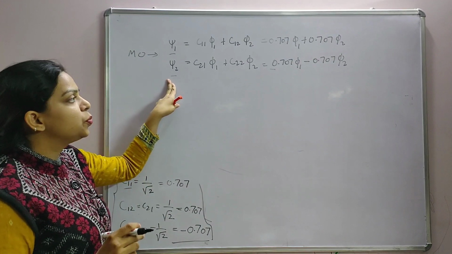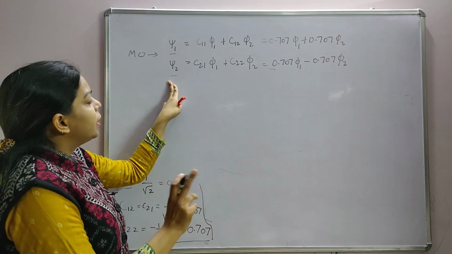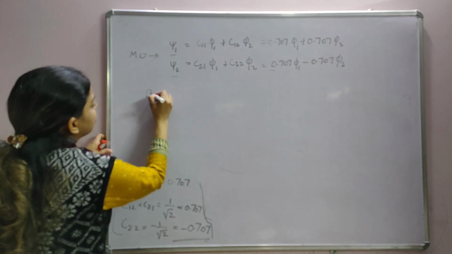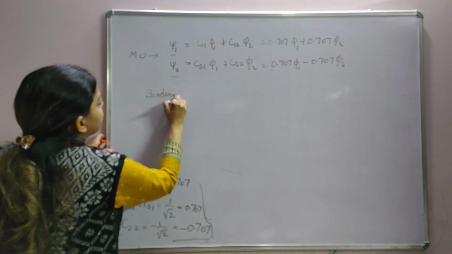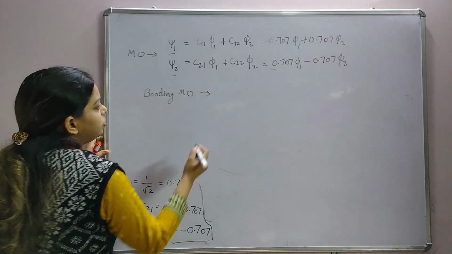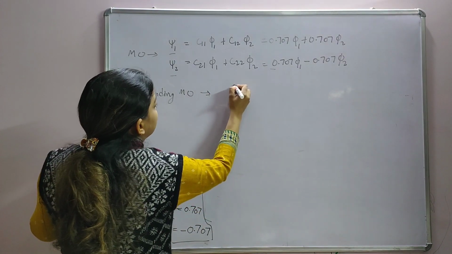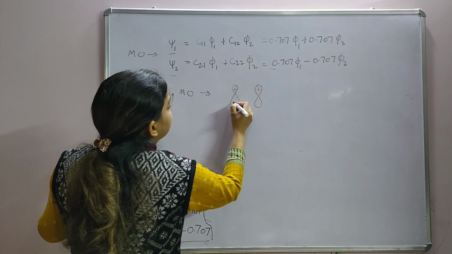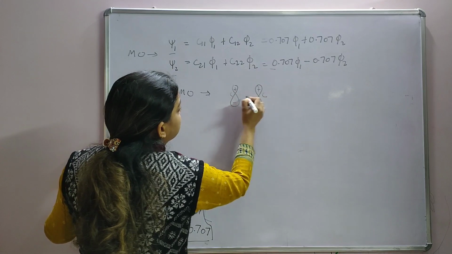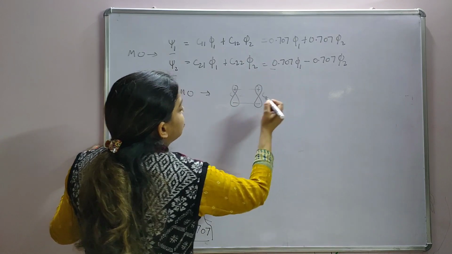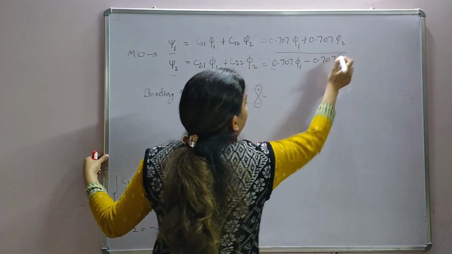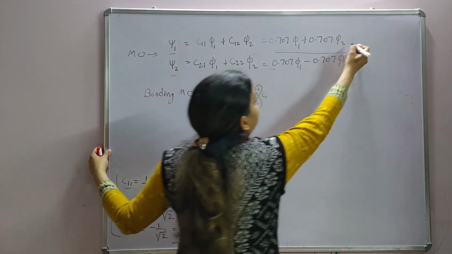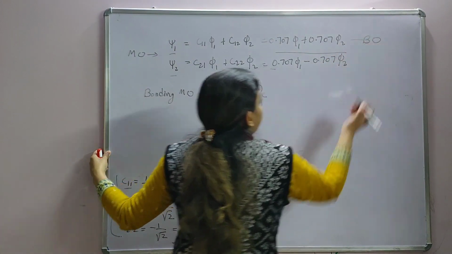Now we have to decide which one is bonding and which one is anti-bonding. In bonding molecular orbitals, there is constructive overlap, plus plus and minus minus, for the two carbon atoms. So this way they will overlap. There will be a positive sign between the two wave functions of the two carbon atoms. So this wave function is for the bonding orbital.